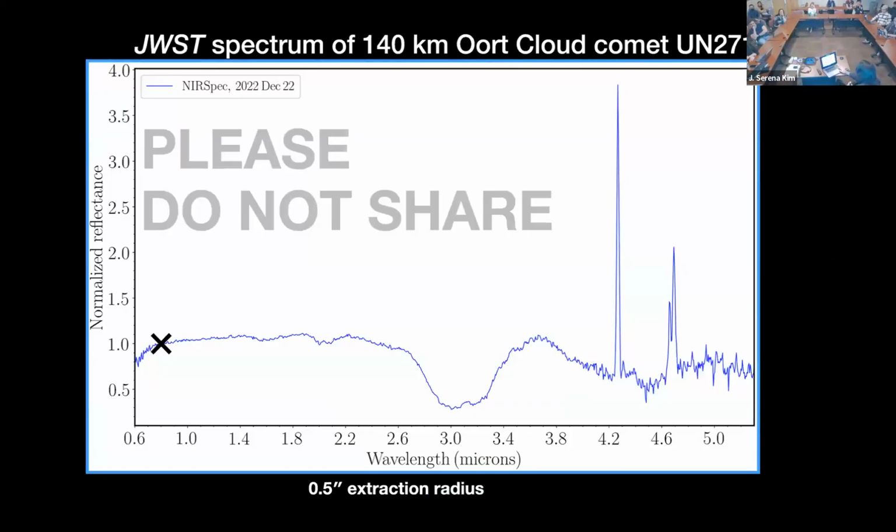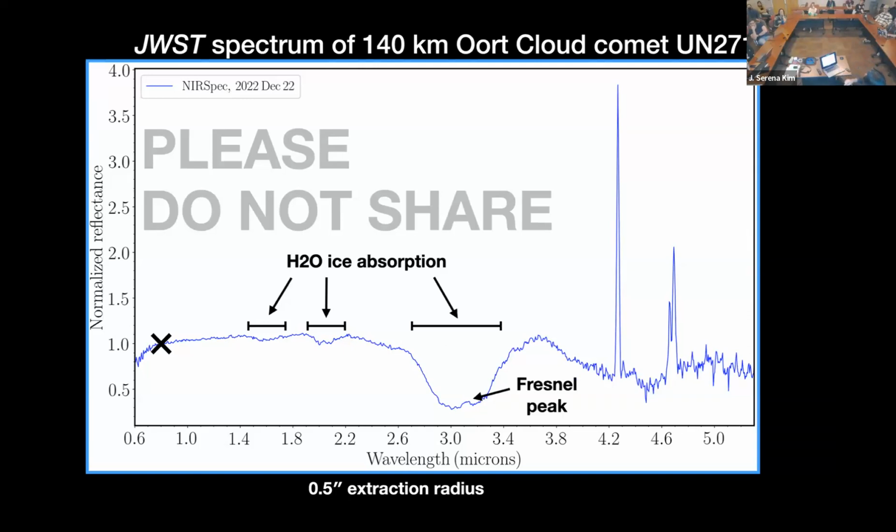But here's probably what you all want to see, which is the spectrum. What does the spectrum look like? So we have here a spectrum between 0.6 and 5 microns. We have ice absorption features at 1.5 and 2 and 3 microns. We see a Fresnel peak here, which is very important because that Fresnel peak shows us that this ice is crystalline.